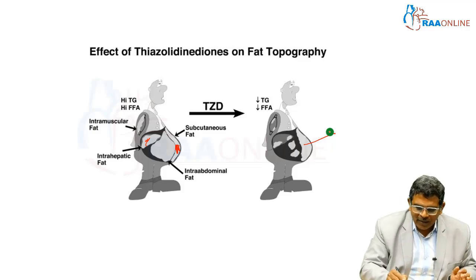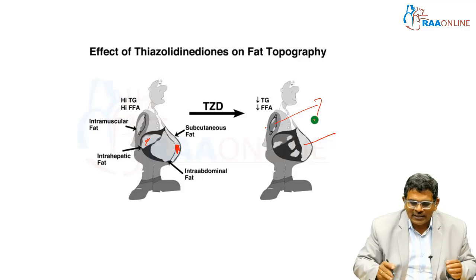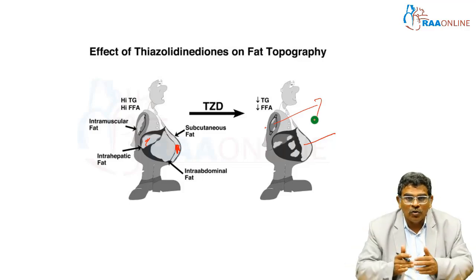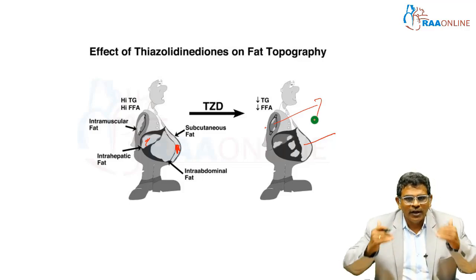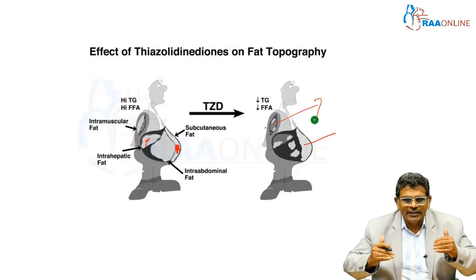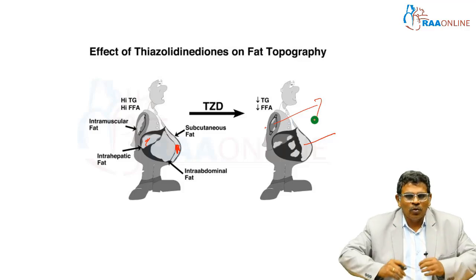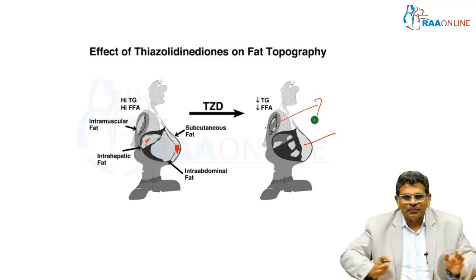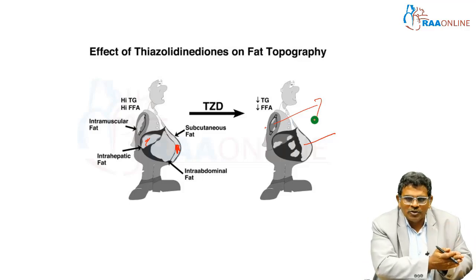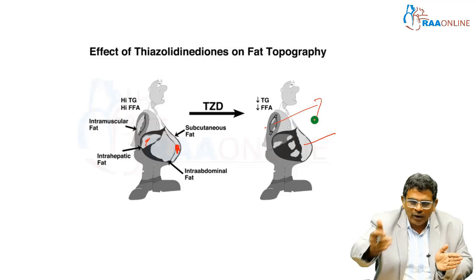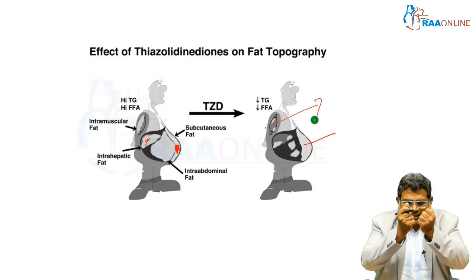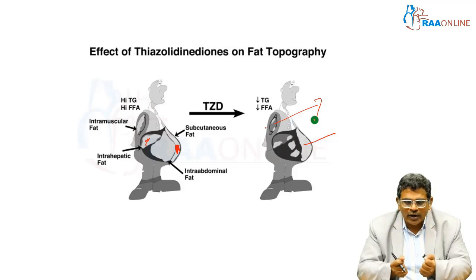So if you see, even in the muscles, the amount of fatty acids which are deposited inside the muscle is also coming down because of the usage of TZDs. So this is how TZDs act. To make it in a single line, it reduces the visceral adiposity and takes it to the subcutaneous tissue, and the free fatty acid which is in the blood is also getting decreased.